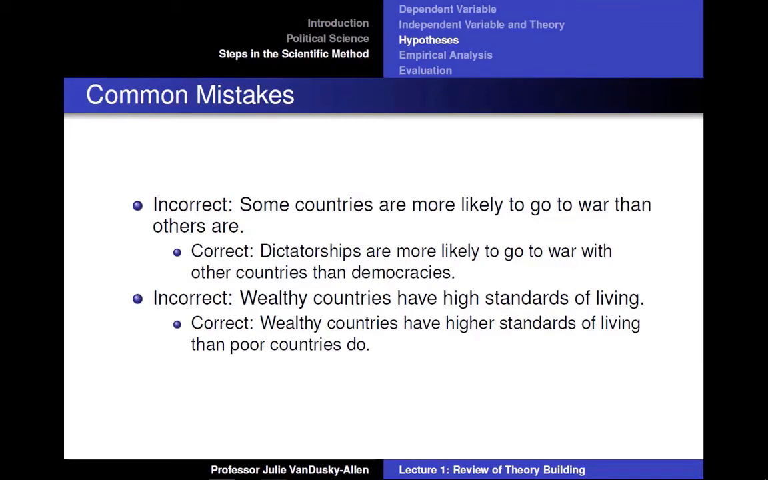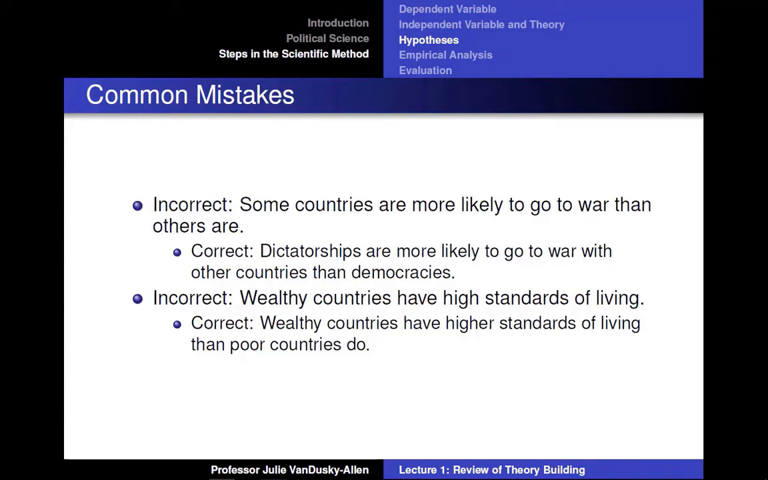It is easy to make mistakes in hypothesis writing. A common mistake is not correctly identifying what the independent variable is. For example, you could say some countries are more likely to go to war than others. But which countries exactly? What specifically leads some countries to be more war-prone than others? Another mistake is not focusing on how variations in the independent variable influence variations in the dependent variable.